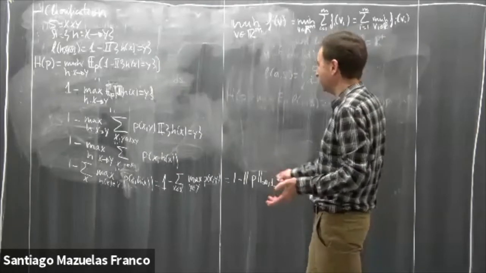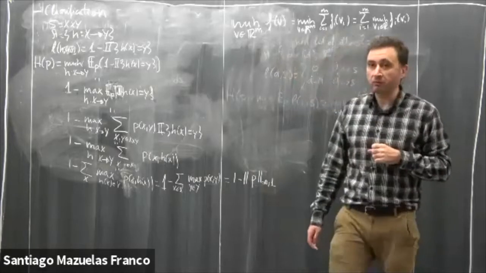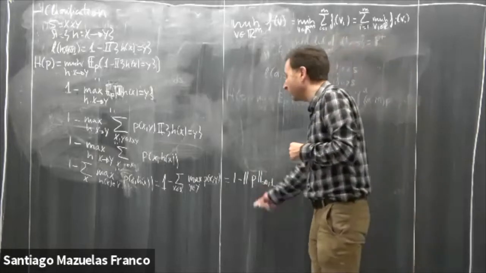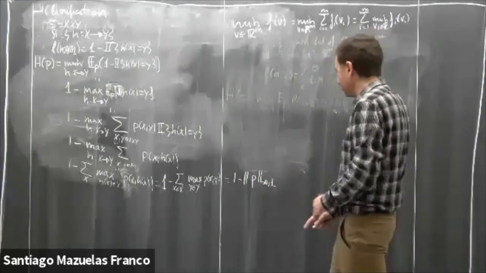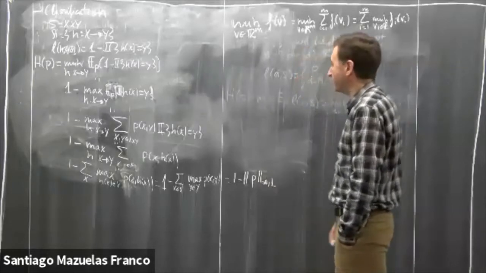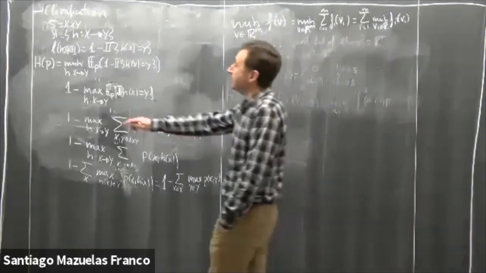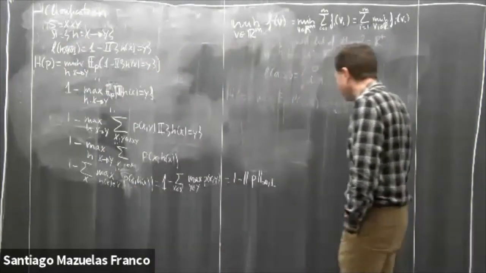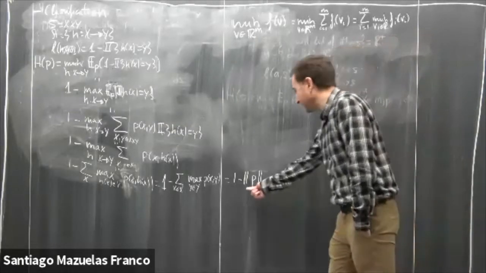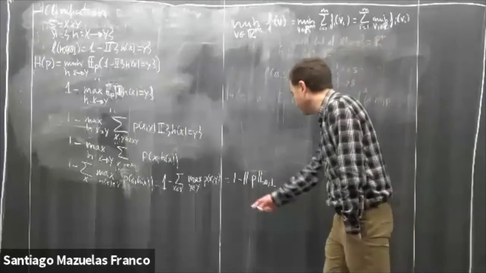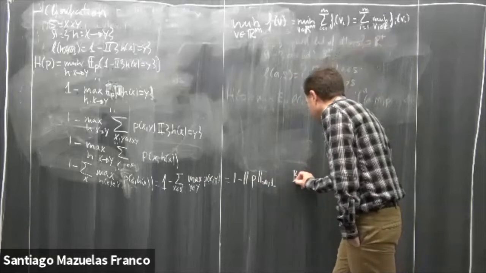So the entropy. As we said before, the entropy is going to be 1 minus some norm, in this case, the infinity norm. Okay, so this is the entropy. This is the best possible performance when the samples are from distribution P. In the field of machine learning, this number, so this is going to be a number between 0 and 1, is known as the Bayes risk.